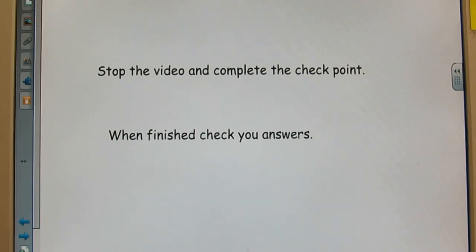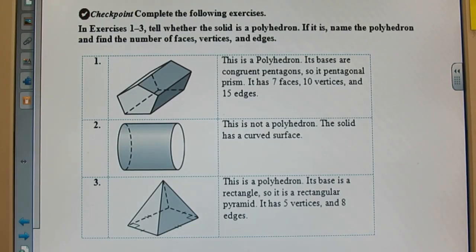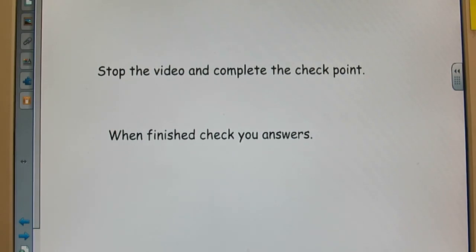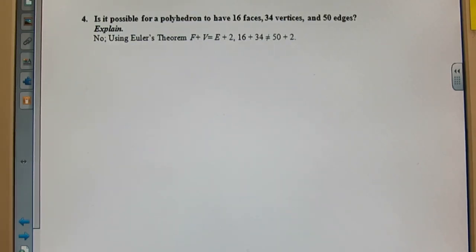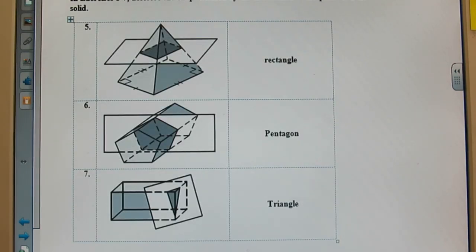All right, so you're going to stop the video and you're going to complete the checkpoint. When finished, you're going to check your answers. So stop the video at this time, complete it. And so you have turned the video back on. Hopefully you did stop it, just because you need to check your understanding. If you have questions, you need to write those questions down, and then you need to bring them to class with you. So there's the cross sections. And that is it.